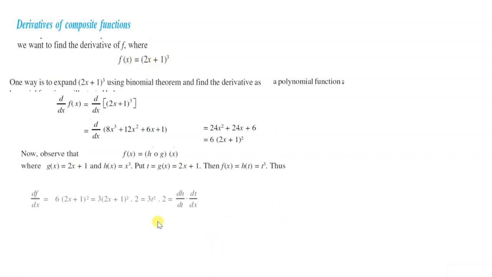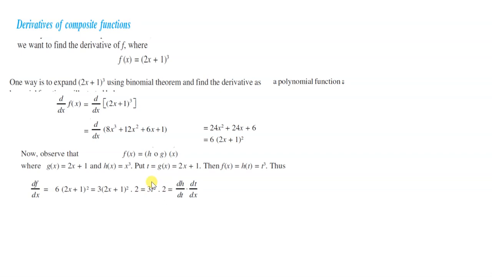Now df by dx, which we found earlier, is 6 multiplied by (2x plus 1) square. It can be written as 3 multiplied by (2x plus 1) square multiplied by 2. This 6 is split. And what is this? This is t. So 2x plus 1 is t, that is g(x) is equal to t. So we can write it as 3t square multiplied by 2.